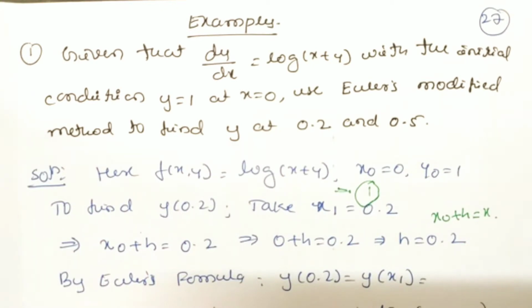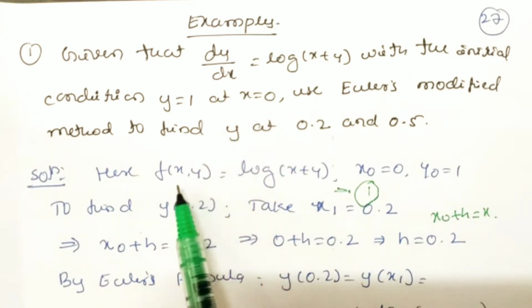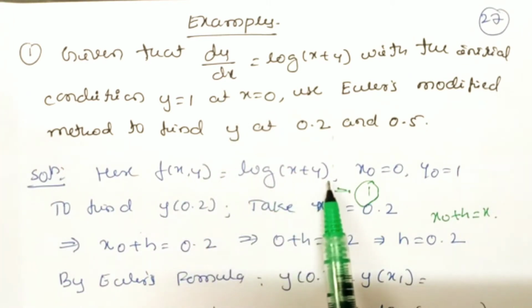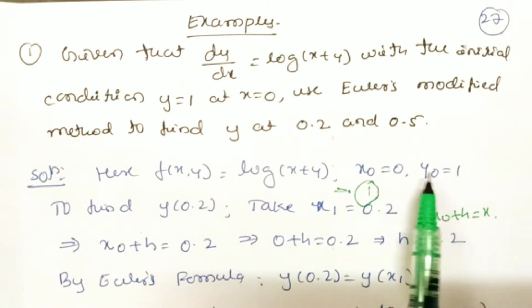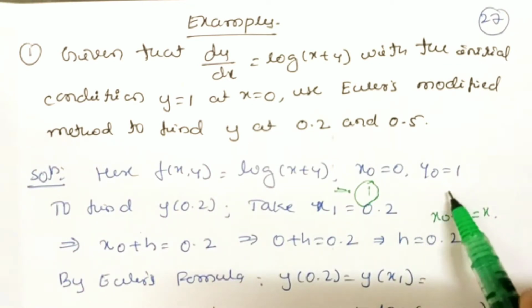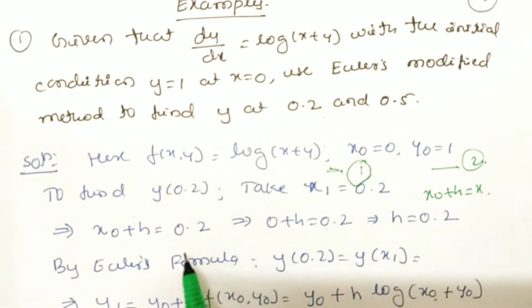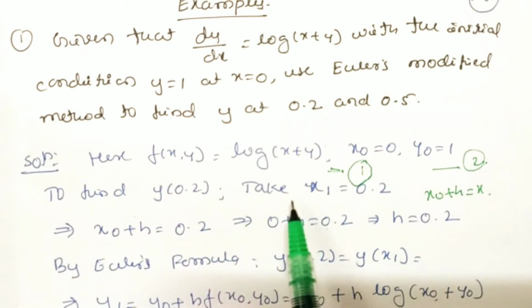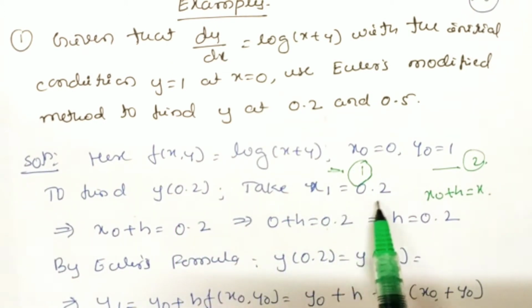Take one example. Given that dy by dx is equal to log of x plus y with the initial condition y equal to 1 at x equal to 0, use Euler's modified method to find y at x equal to 0.2 and 0.5. First write the given equation: f of x, y is equal to log of x plus y. Take this as equation number 1. The initial conditions are x0 is equal to 0 and y0 is equal to 1; take this as equation number 2. And we have to find y at 0.2.